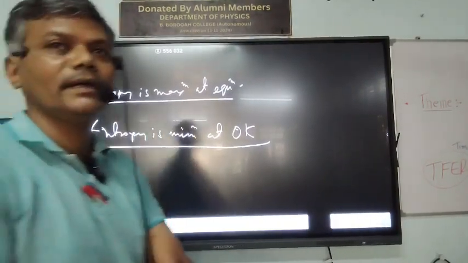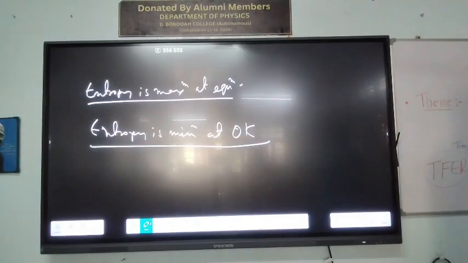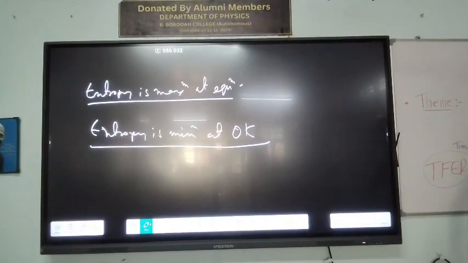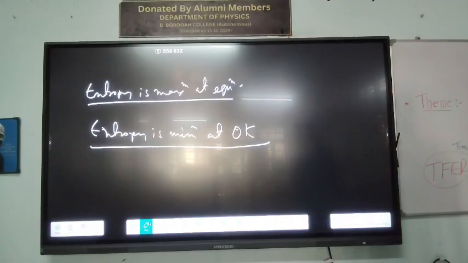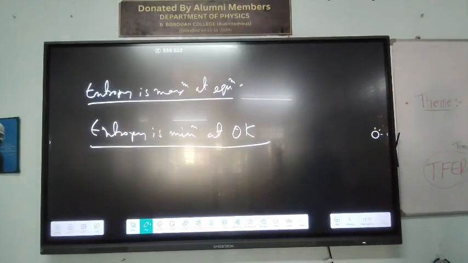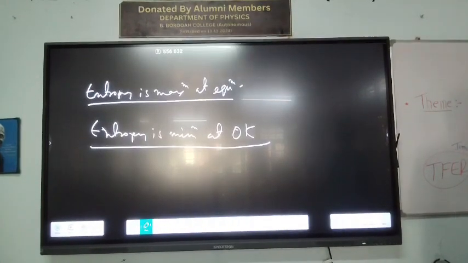So these two are very, very important. Entropy is maximum at equilibrium and entropy will be minimum at 0 Kelvin. So it is definite that the universe is going to die, because entropy is increasing day by day.